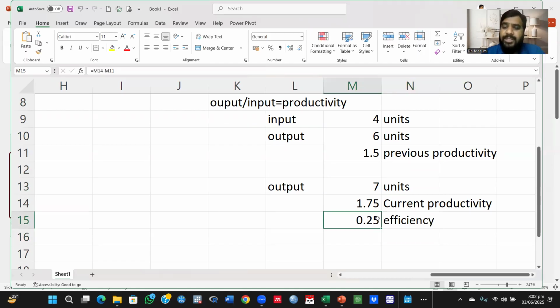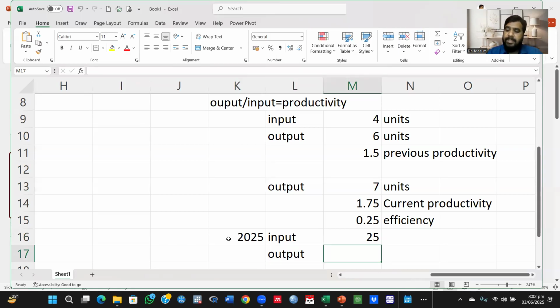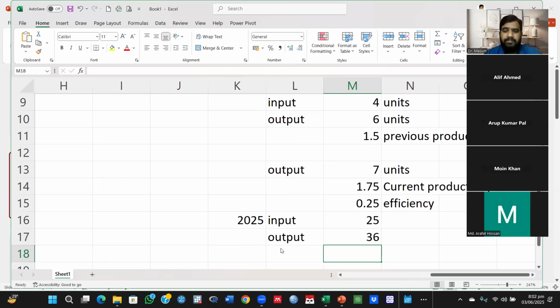0.25 is your efficiency. That means now you are a good manager. But it may happen that your input in 2025 is 25 units and output is, not 50, say for example, 36 units. What is the productivity in 2025? Can you tell me? Mr. Moin, what is the productivity? 1.44.